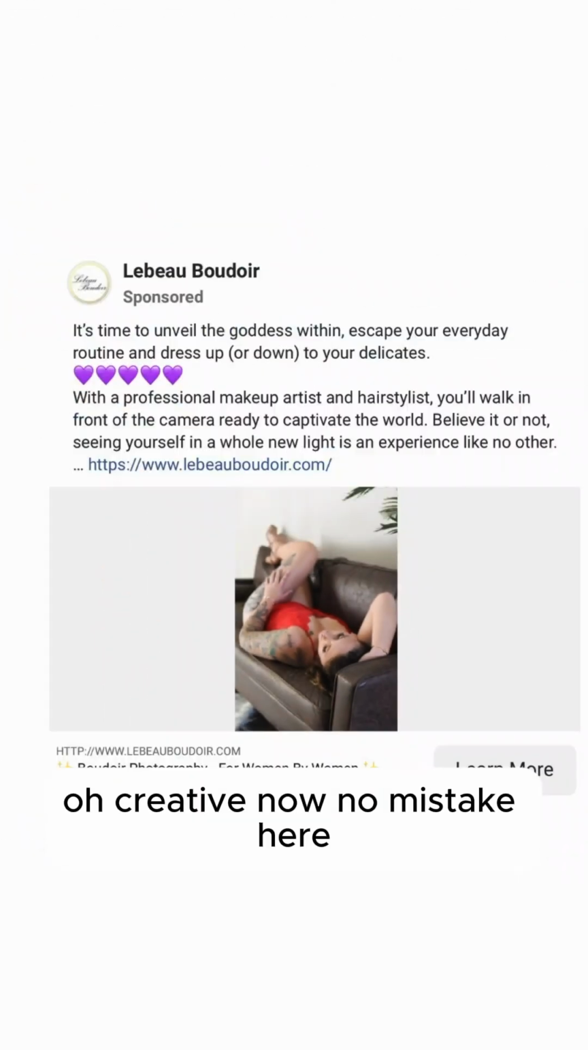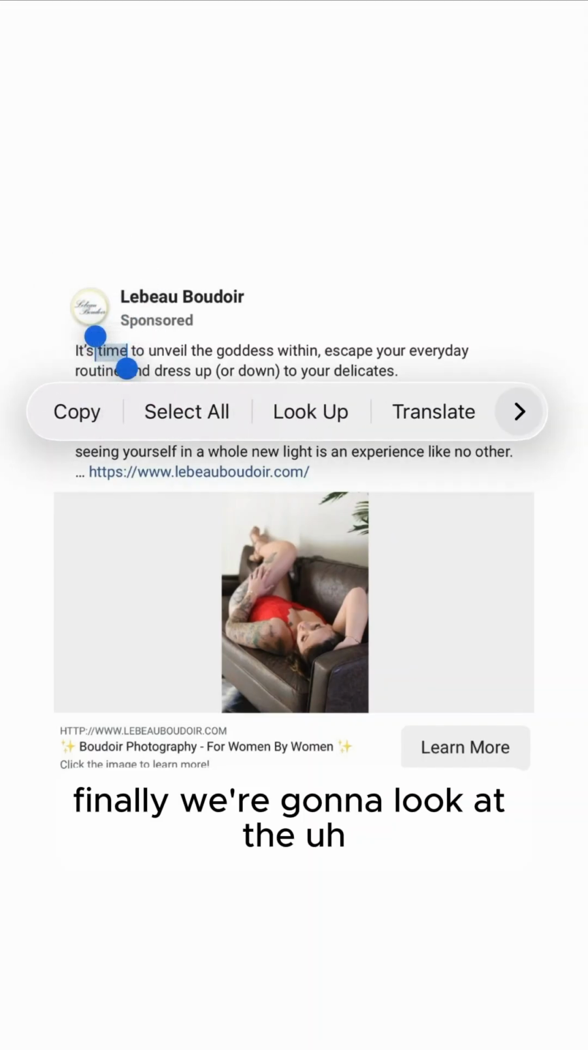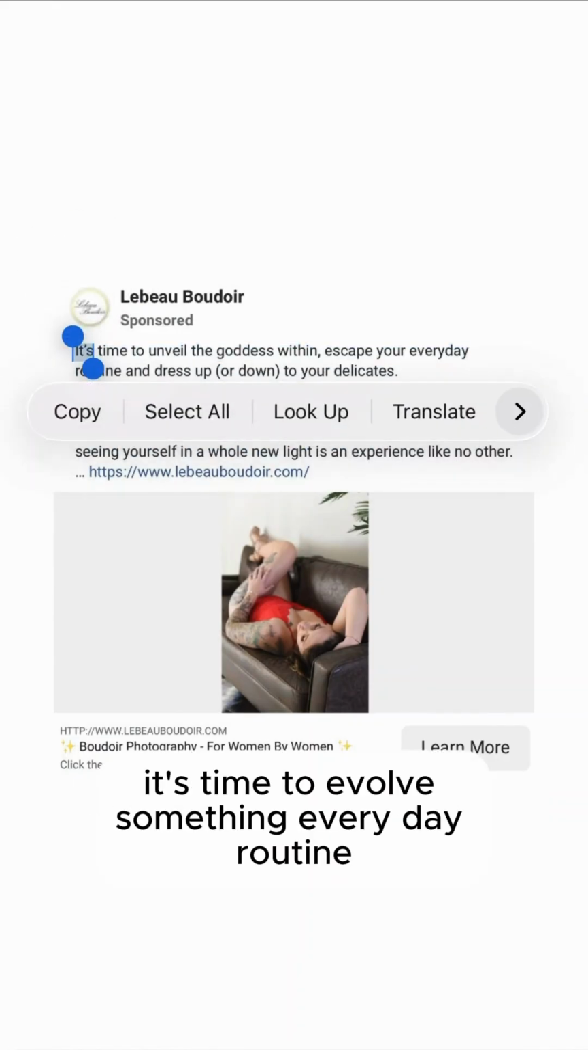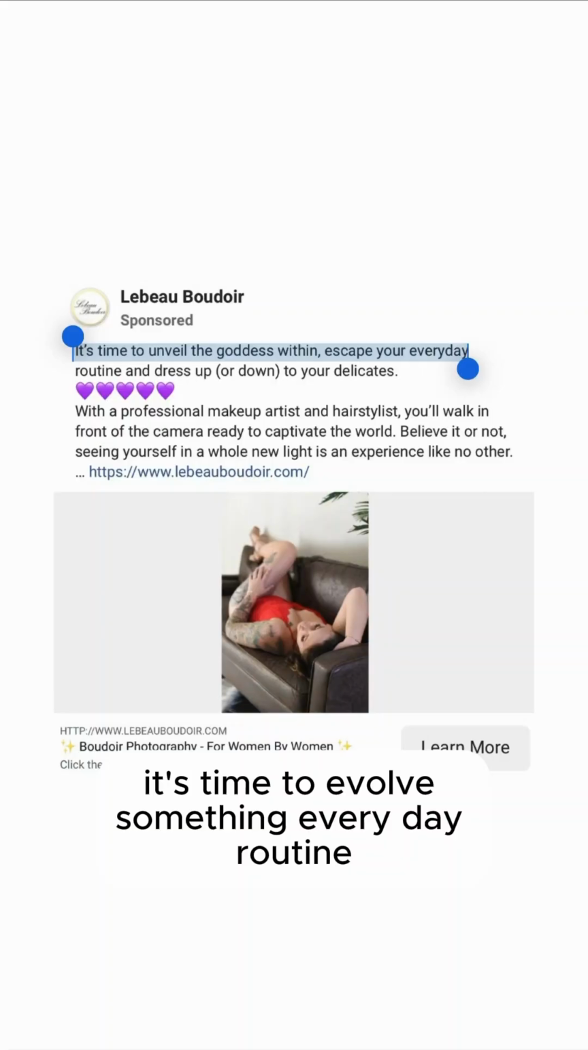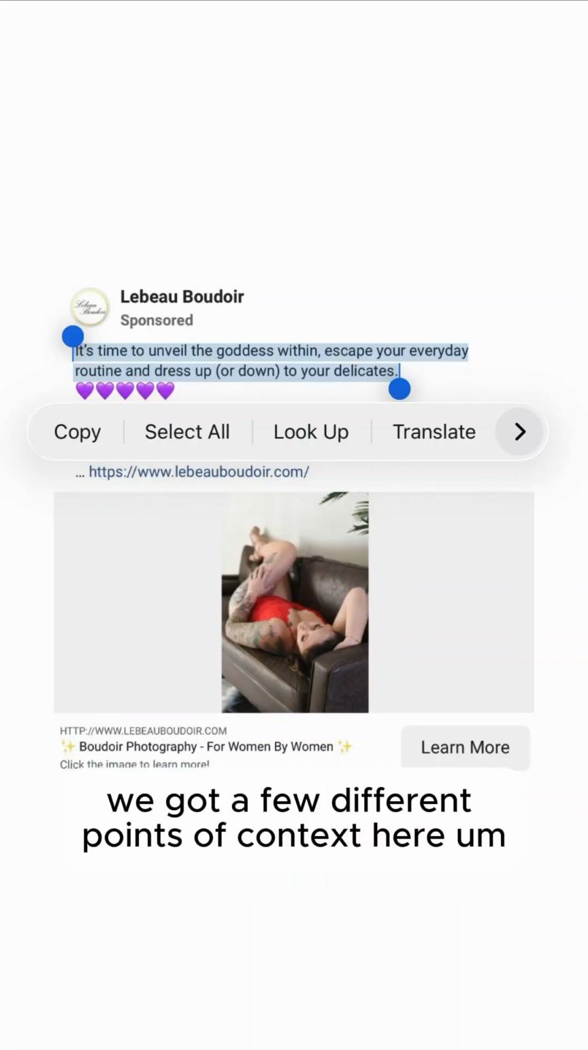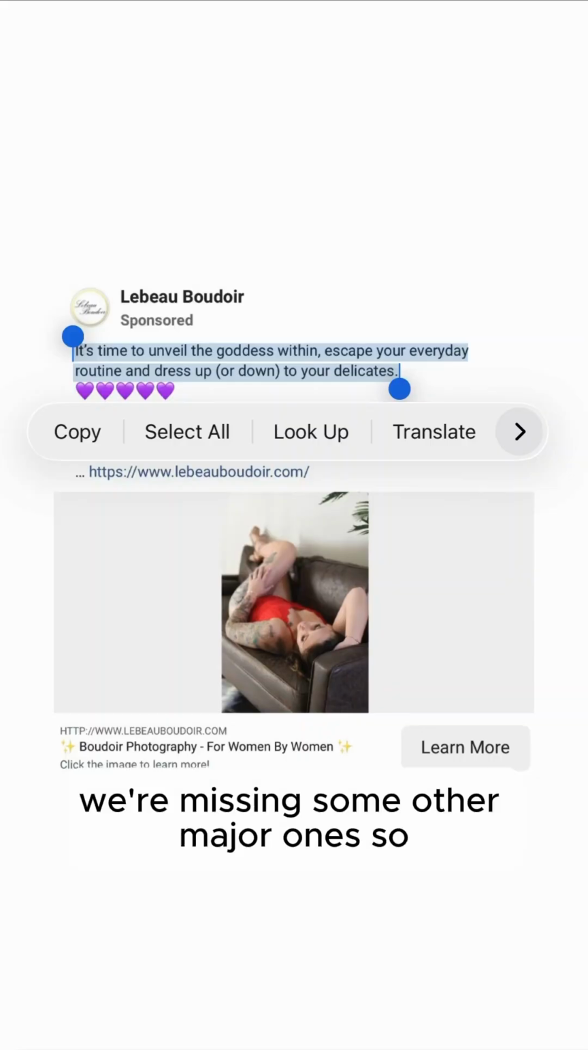Creative, no mistake here. Finally, we're going to look at the see more headline. First two and three quarters lines, Facebook mobile news feed. All right, so the only words we get: it's time to go, everyday routine. Okay, yeah, it's okay. We've got a few different points of context here, but we're missing some other major ones.